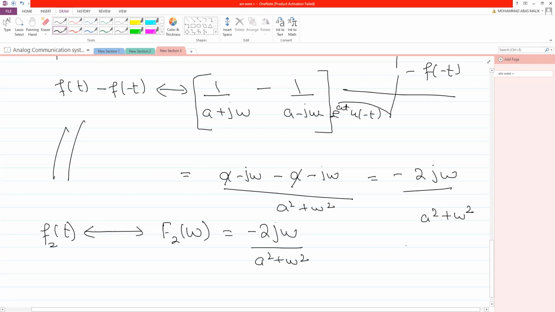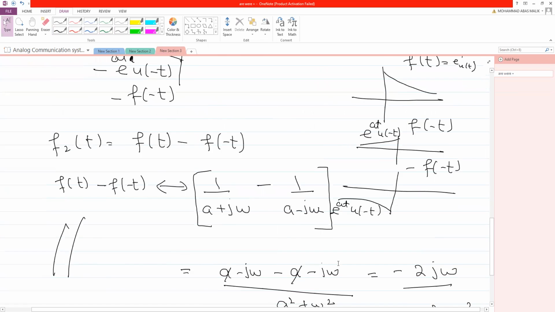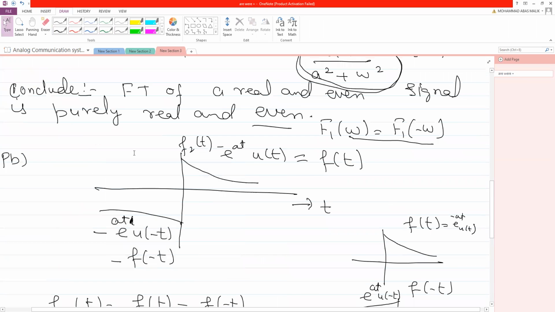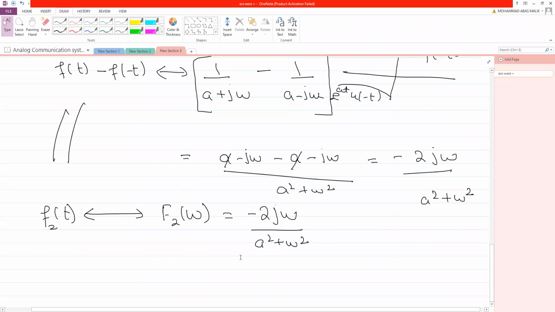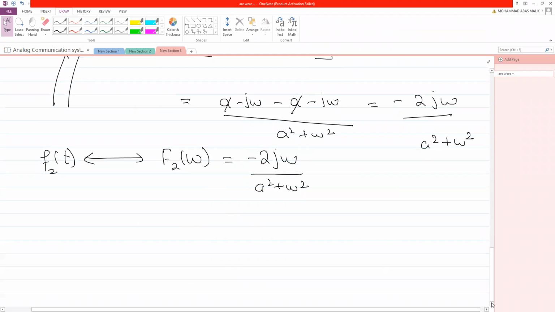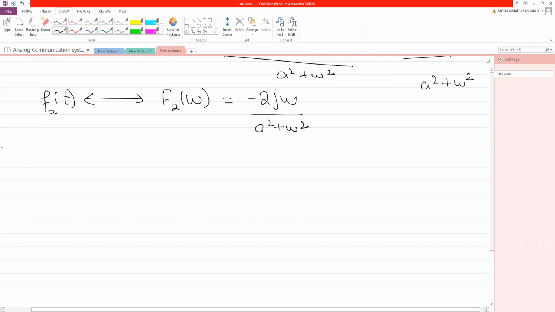So first of all, tell me, f2 of t, is this an even signal or an odd signal? This is an odd signal, because this is not symmetric about the origin. And what about this? This is also odd and imaginary. So you can conclude, in the general case, that for any signal in the time domain that is odd, its Fourier transform will always be purely imaginary and odd.